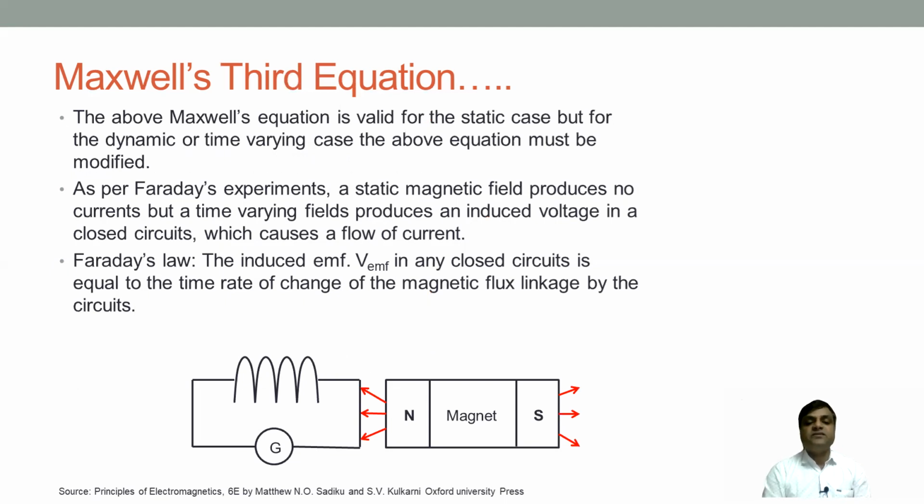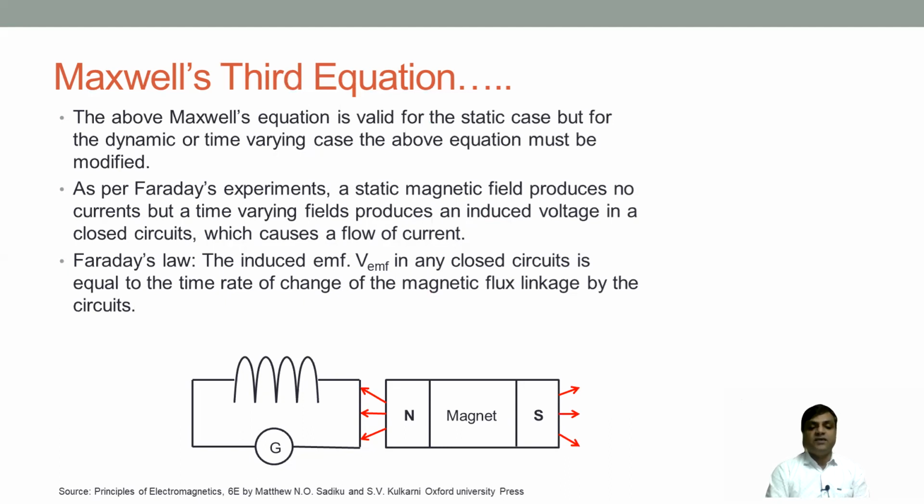As per the Faraday statement, a static magnetic field produces no current, but a time varying field produces an induced voltage in a closed circuit which causes a flow of current. That is basically the Faraday experiment. In terms of Faraday's law, the induced EMF, represented as VEMF, in any closed circuit is equal to the time rate of change of the magnetic flux linkage by this particular circuit.